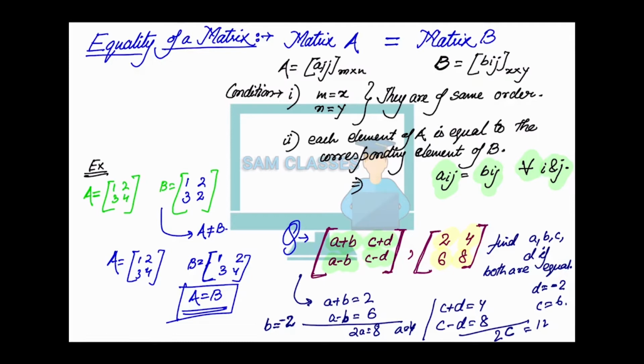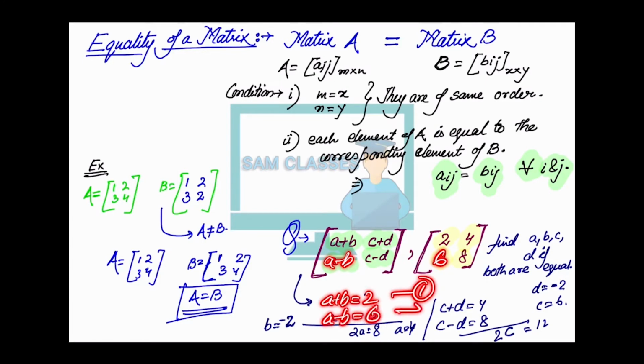Now, let's see these two matrices are equal. So they're telling that find the value of A, B, C, and D if both are equal. So very simple. The moment the both are equal, we'll first check the order. Order same, 2 into 2. Here also order same, 2 into 2. Done. Second part, the first element of first matrix will be equal to the first element of the second matrix. So A plus B is equal to 2. Very simple equation. Now, and A minus B, we can make it as 6. So A minus B is equal to 6.